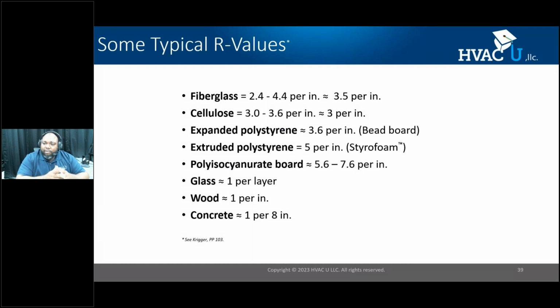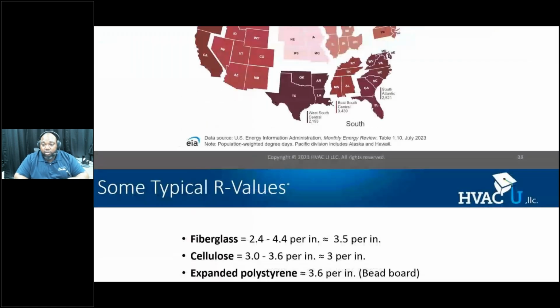And then you have different types of foam boards. You've got expanded polystyrene, 3.6, extruded about 5. You have glass and wood and concrete. You also have polyiso. These are common building materials that we have to account for because these are inputs into our load calculation software, and they all have different R values. So that busts another myth about rules of thumb. You have to know what your building materials are in order to properly do a load calc.